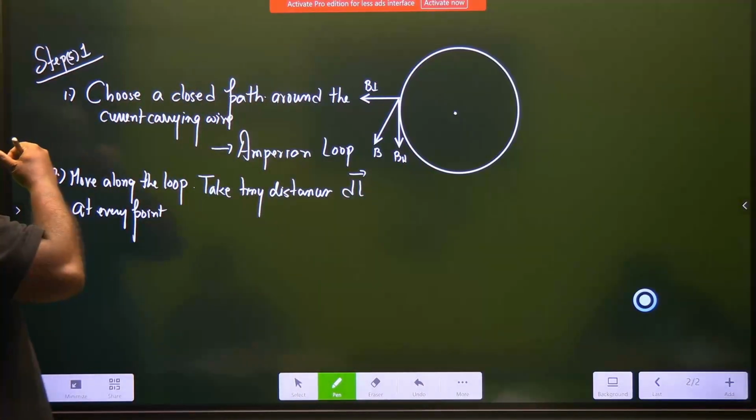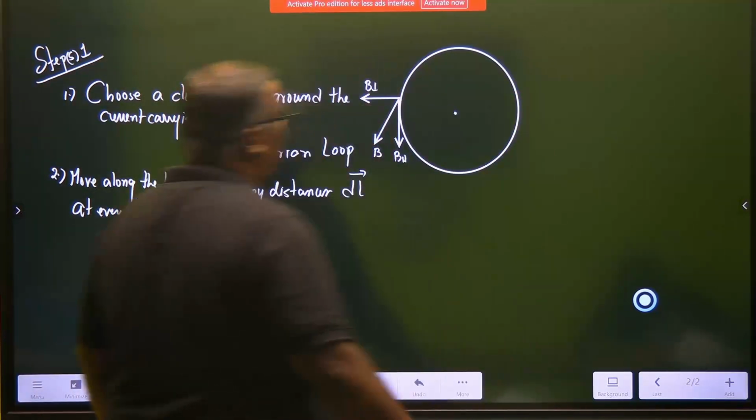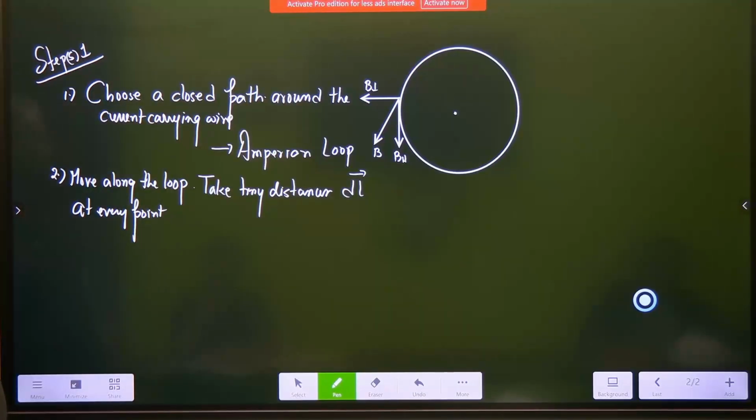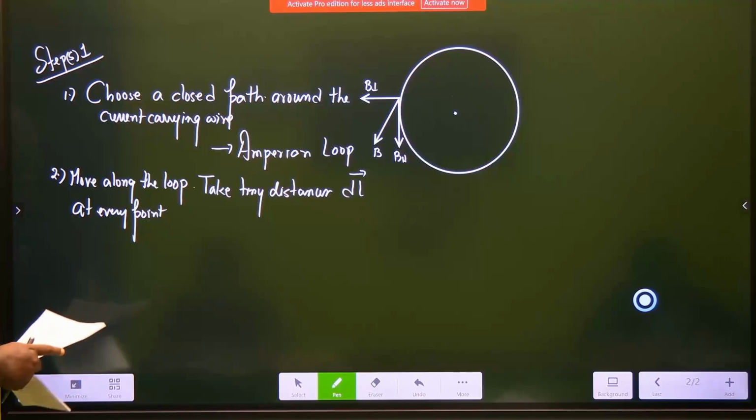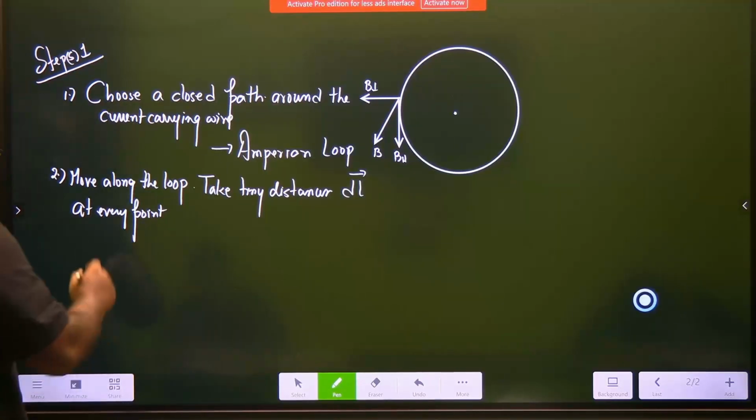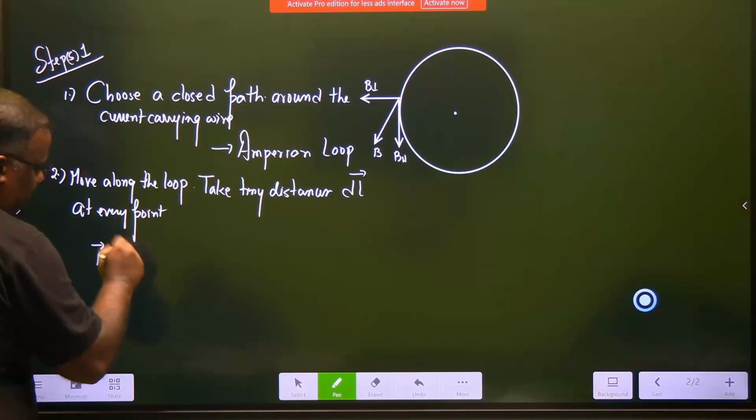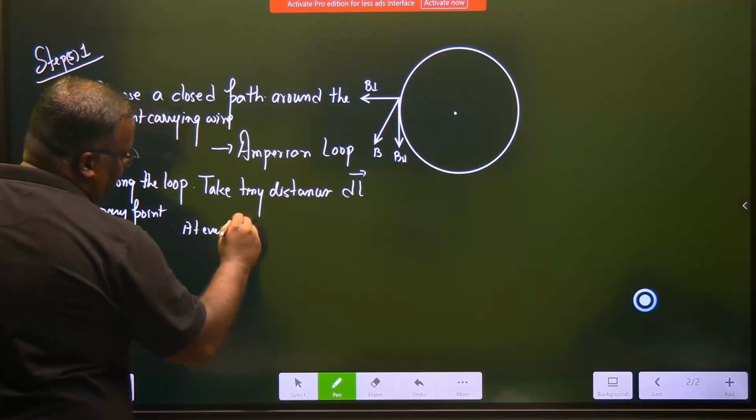Similarly, in this loop, what will happen? If you go on this side, there will be again a B. So the B perpendiculars will actually be cancelling each other, and the B horizontal remains. So we write that you move along the loop and take distances dl, and at every point the magnetic field is B, and you try to calculate something called B dot dl.